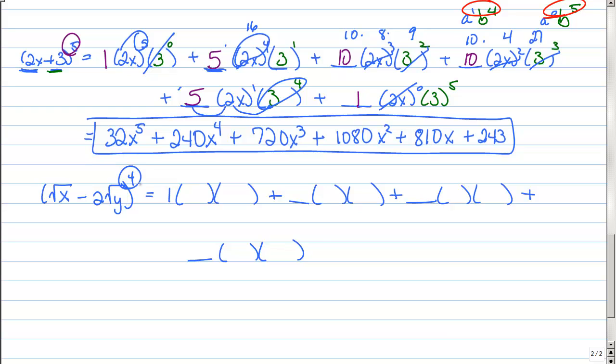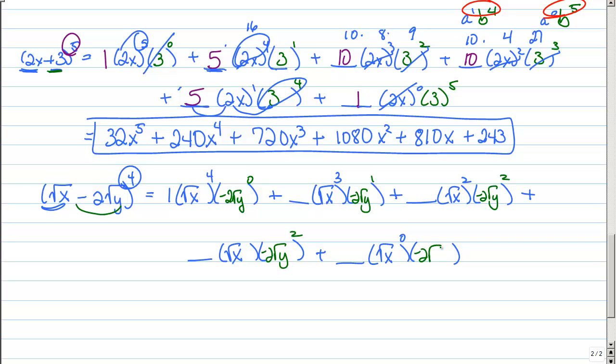1, 2, 3, 4, 5. Right, so I'm going to take, again, this first one, the square root of x, and raise it to the 4th power. Third, second, first, 0. Now I know that's going to go away, but it's nice to just follow that pattern. Right, now I have a negative. So I have negative square root of y to the 0, 1, 2, 3, to the 4th power.